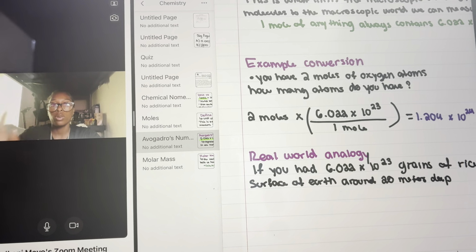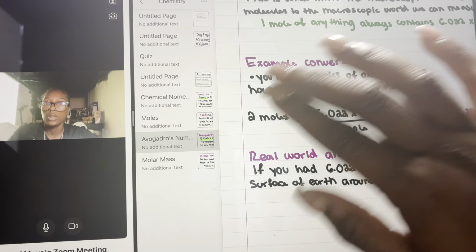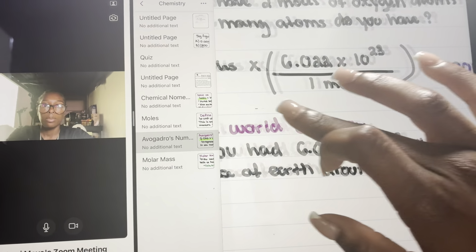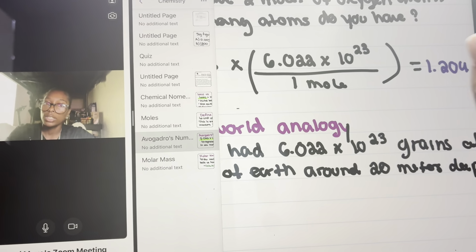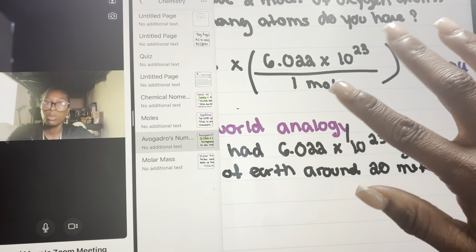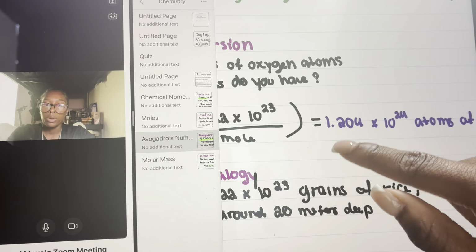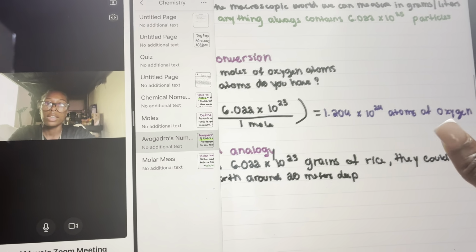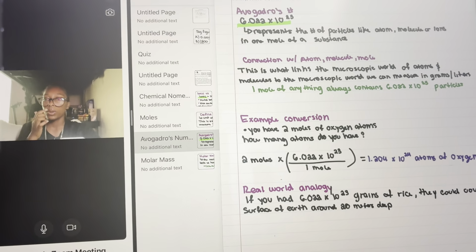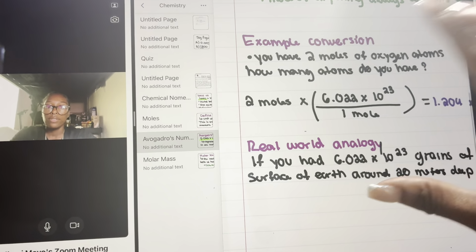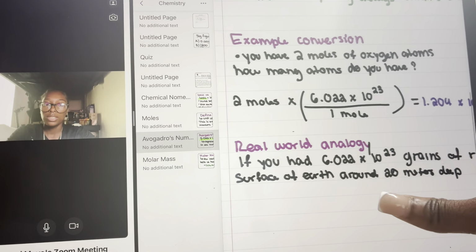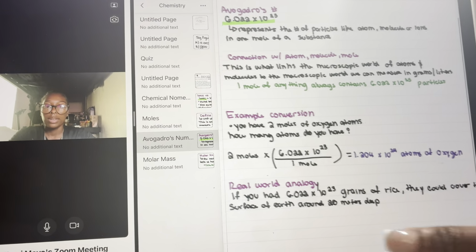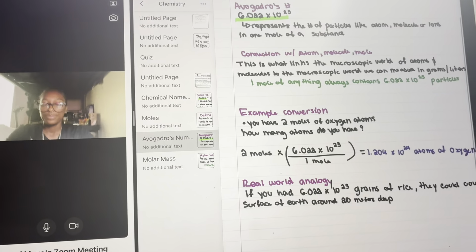You have 2 moles of oxygen atoms. How many atoms do you have? So first I took the 2 moles right here and I multiplied it by the 6.022 times 10 to the 23 over 1 mole, and then I got 1.204 times 10 to the 24 atoms of oxygen. Real world analogy: if you had 6.022 times 10 to the 23 grains of rice, this could cover the entire world about 20 meters deep.